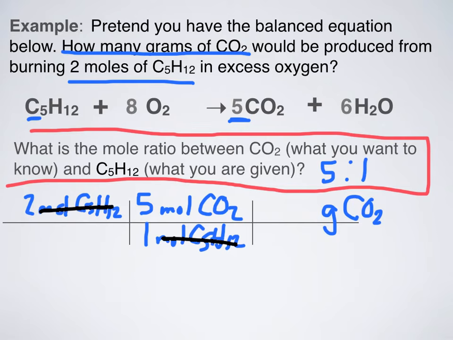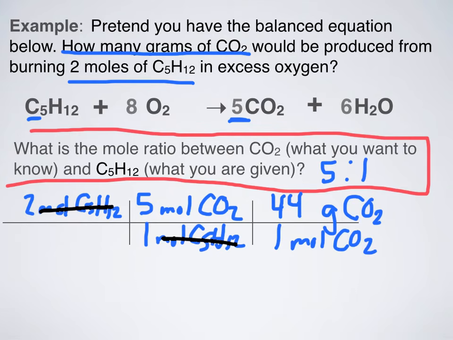Now, by just doing that first step, I have moles of CO2. Now I need to somehow get that to grams. Luckily, I know how to convert between moles and grams. I need to use molar mass. So I need to add up the molar mass of what I want, CO2. So look at your periodic table, CO2, add that together. The molar mass of CO2 is 44 grams in 1 mole of CO2. So that's what I do second.